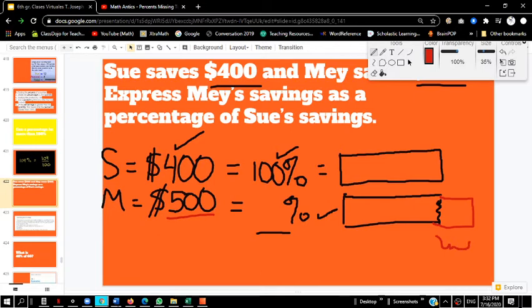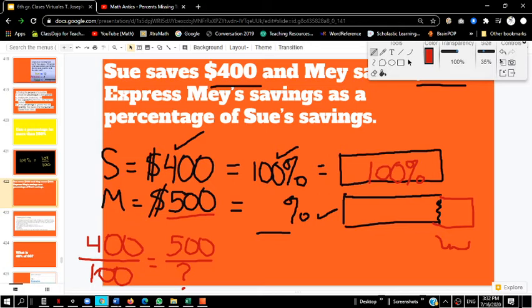Okay, if this right here is 100%, then what would this amount be? How do we try to figure that out? Well, we could set up our proportion like we've done before in the past. What we could do is take $400, which equals 100%, and we can compare that to $500. And we don't know how many percent that is. We have no idea. Okay? So let's try to figure that out.